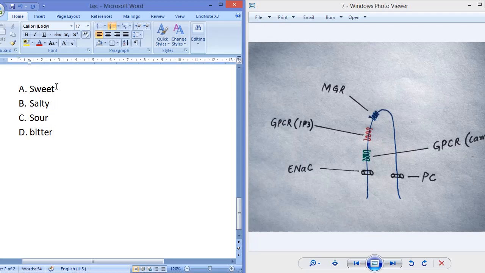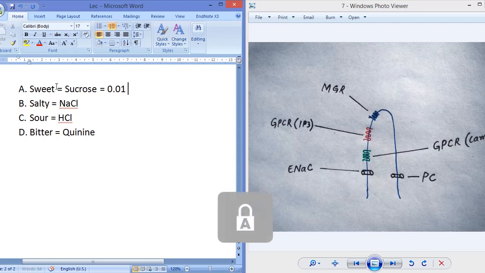So the standard for the sweet taste is used as sucrose. Sucrose is used as standard for sweet taste. Similarly, for salt, the NaCl is used as standard. Similarly, for sour, the HCl is used as standard. Similarly, for bitter taste, the quinine is used as standard. Quinine is an alkaloid. So the threshold for the sweet taste is considered as 0.01 molar.